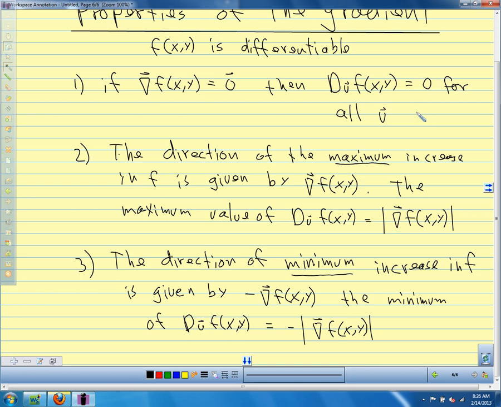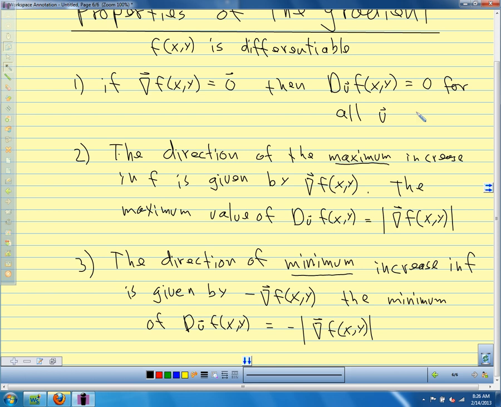The gradient tells us the maximum rate of increase. So if we're on a hillside and we say which direction is steepest, the gradient points like a compass would point in the direction that we would travel to go up the hill in the steepest angle.